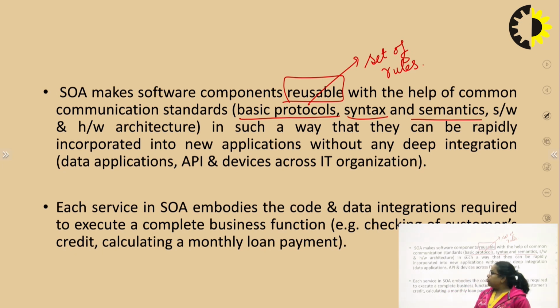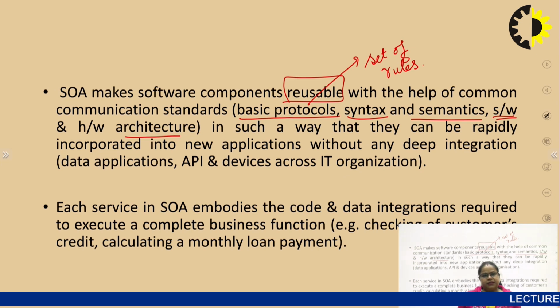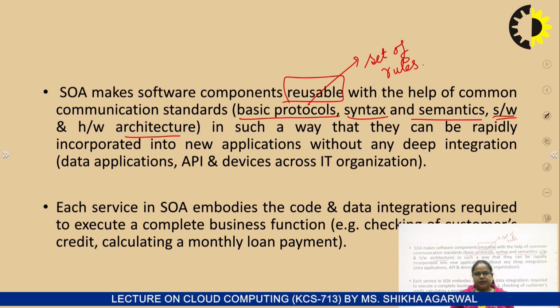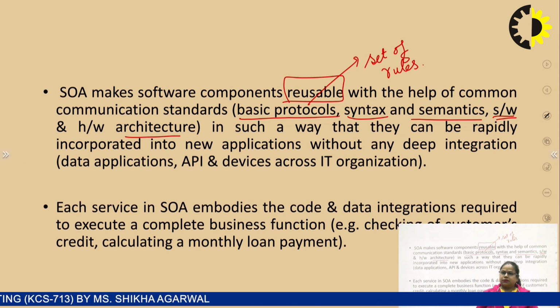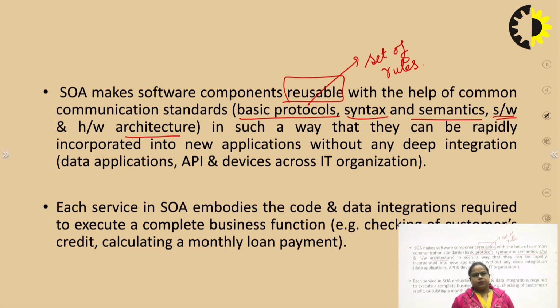Similarly, here we are also going to talk about standards in the form of hardware as well as software architecture. When I'm talking about making software components reusable, it means they can be rapidly incorporated into new applications without any deep integration, whether that is a data application, APIs, or devices that come across an IT department or IT organization and so on. So basically, they are using various resources, right?